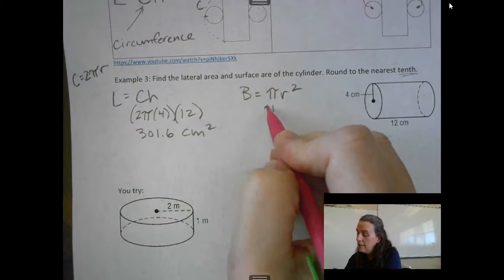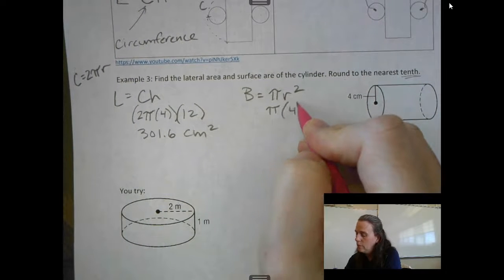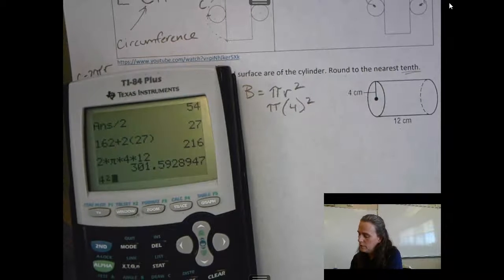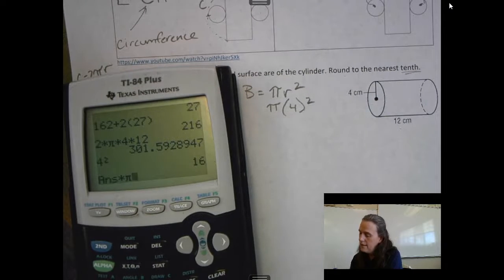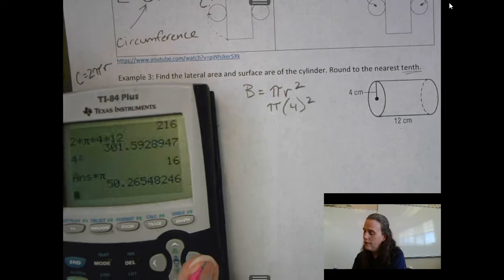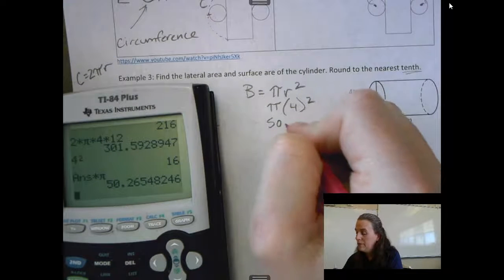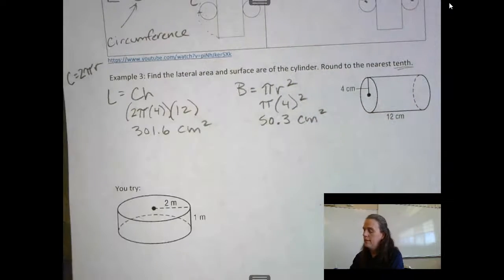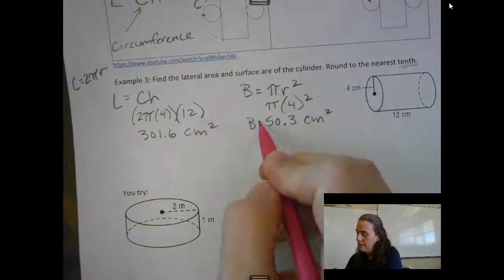Okay, pi. We already found that the radius was 4. Throw that in our calculator. 4 squared times pi. 50.3. Remember to round. 50.3 centimeters squared is our base.